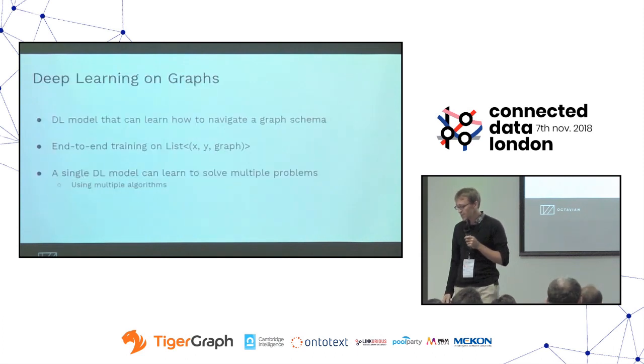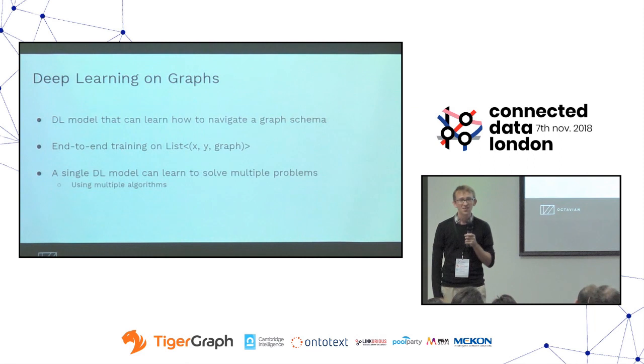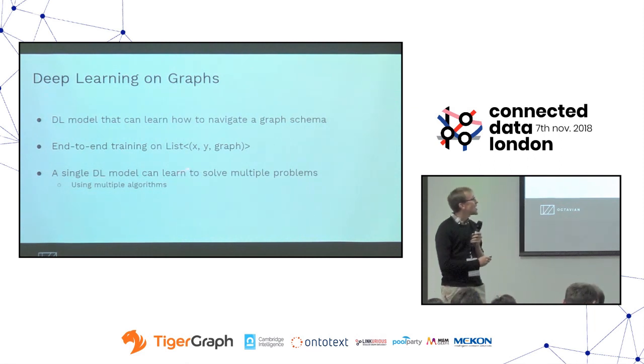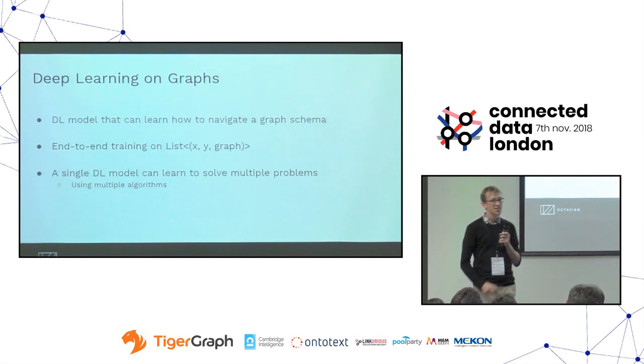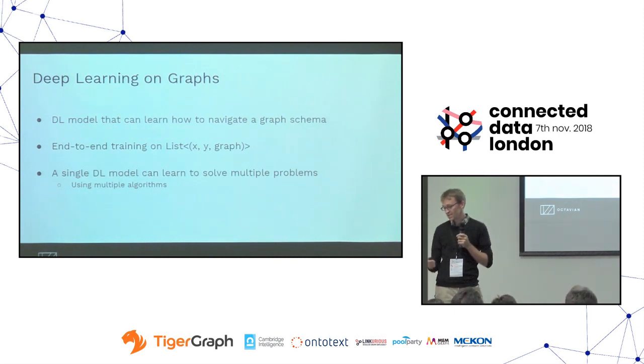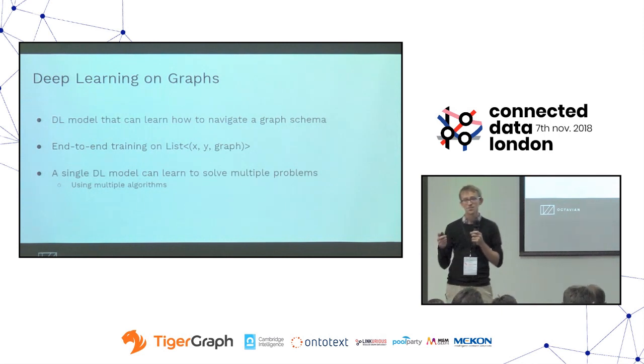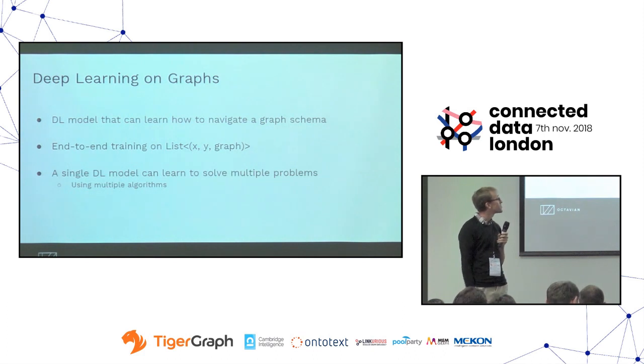So what have we found? We've got a deep learning model that can learn how to navigate graph schema. It can learn to do multi-step graph algorithms. We can do end-to-end training on it, okay? So we don't have to teach it about what kinds of relationships we have or anything else like that. It can figure out how it wants to use the relationships. And we can use a single model to solve multiple questions. So a single model can learn multiple algorithms, and it can learn which algorithm to use in a given situation.